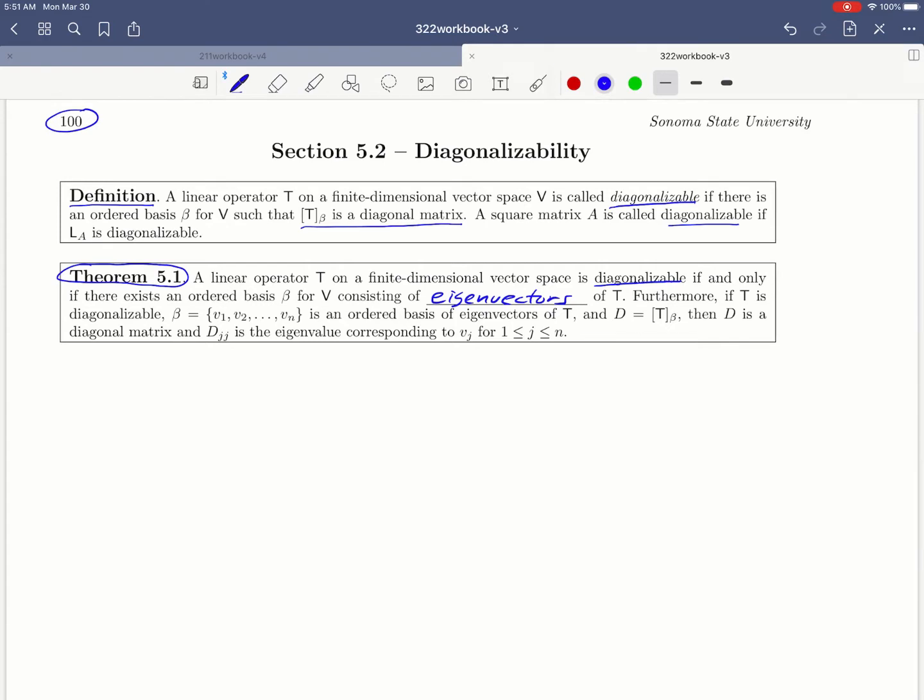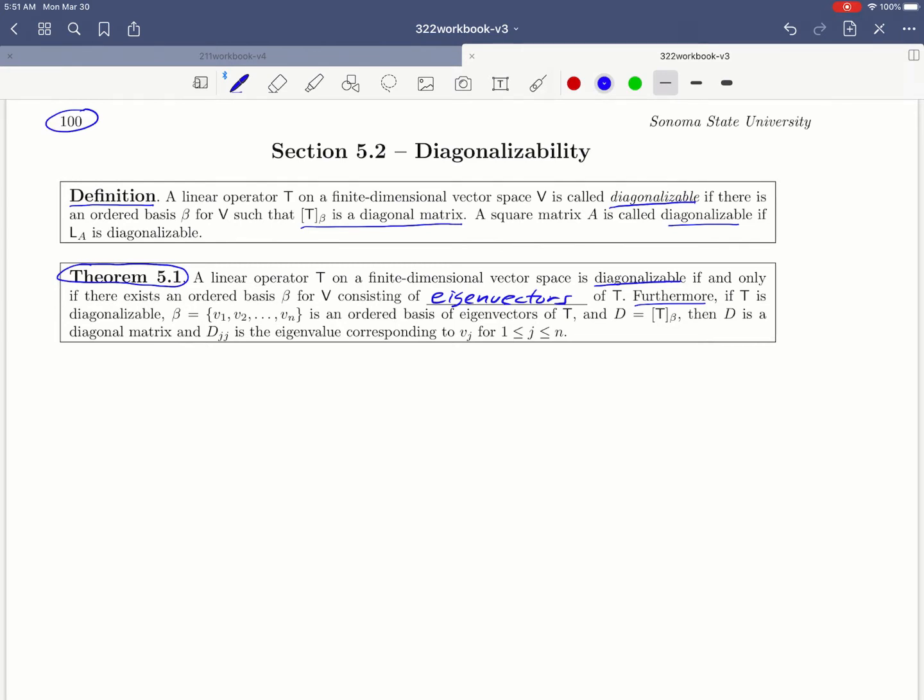Notice that this is an if and only if statement. So we have diagonalizability if and only if it's possible to find a basis for our entire vector space that has only eigenvectors in it. And then the second sentence of this theorem gives us a little bit more information about what that diagonal matrix is going to look like.